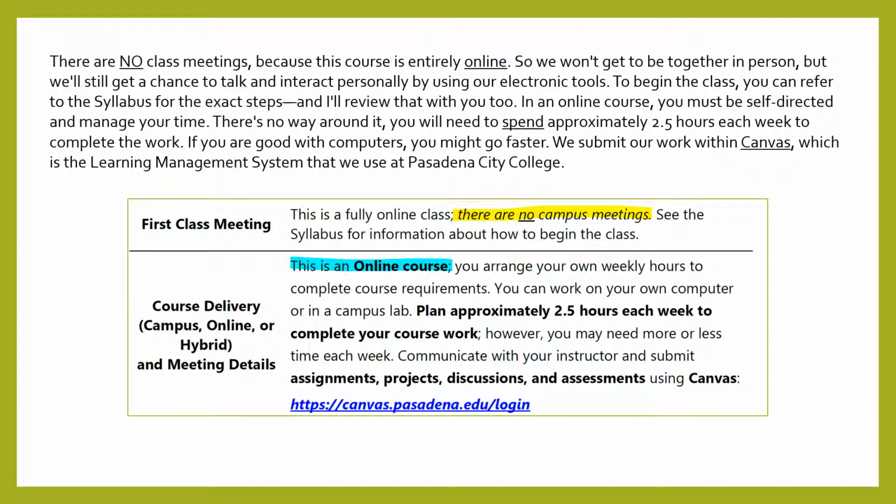In an online course, you must be self-directed and manage your time. There's no way around it. You will need to spend approximately 2.5 hours each week to complete the work. If you are good with computers, you might go faster. We submit our work within Canvas, which is the learning management system that we use at Pasadena City College.